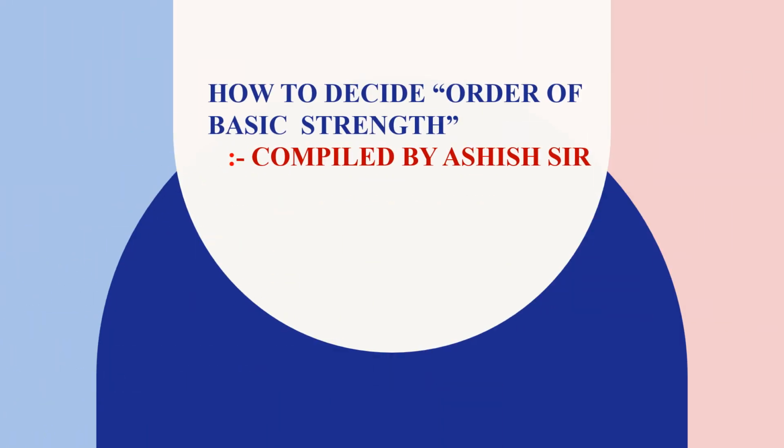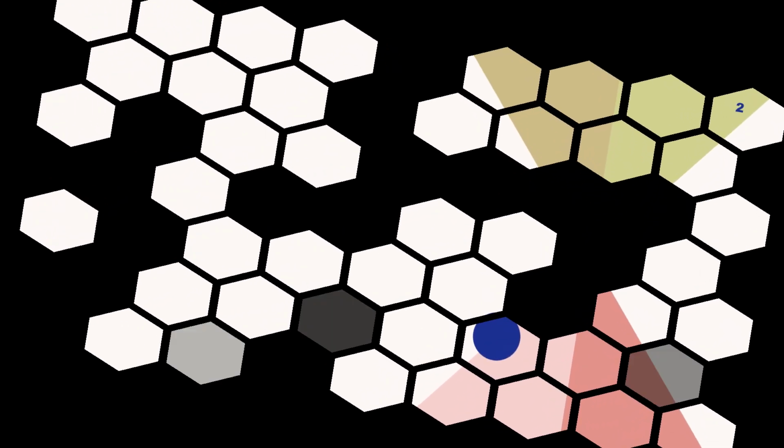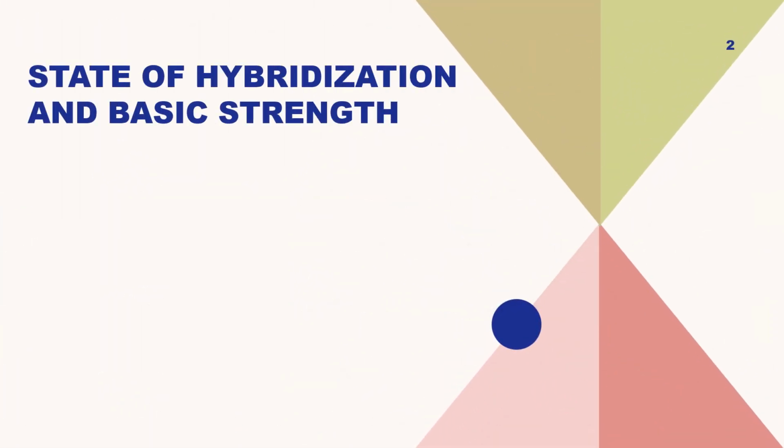Hello guys, let's start today's topic that's very important: how to decide the order of basic strength. As we know, the basic strength of any compound is its power to donate lone pair electrons. So how can we decide the basic strength? There are some factors on which the basic strength depends.